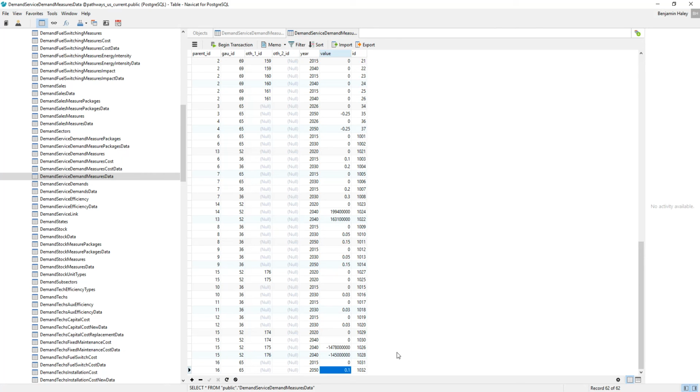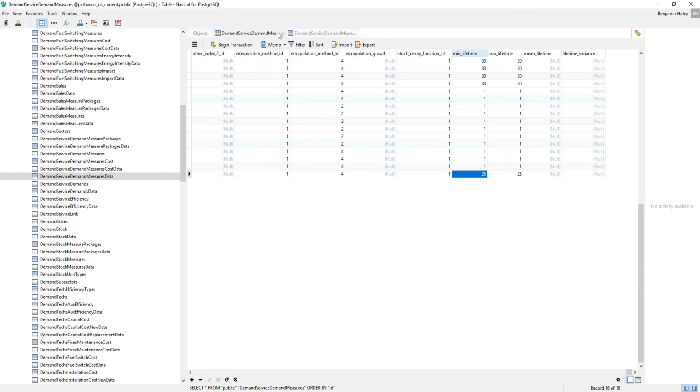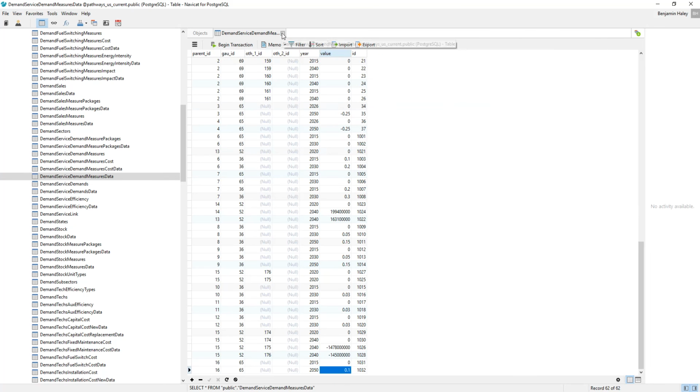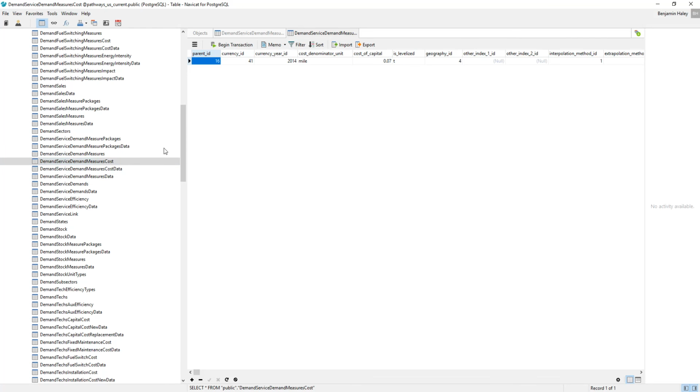So in this case, as I said, we are going from no impact today to a 10% impact in 2050, so that would be reducing VMTs on the order of 150 billion vehicle miles traveled or something like that. So that's the impact that we actually want to measure using this service demand measure. Next up, I'm going to go to cost.